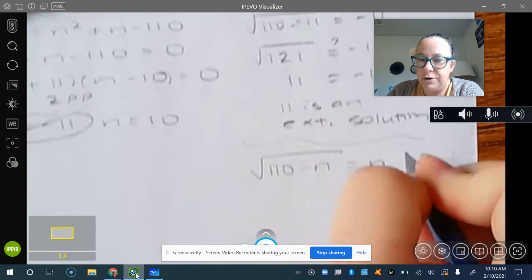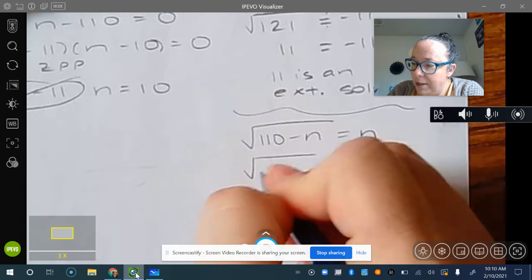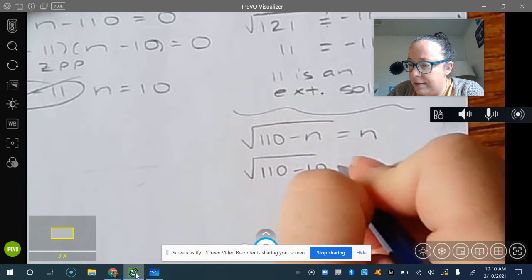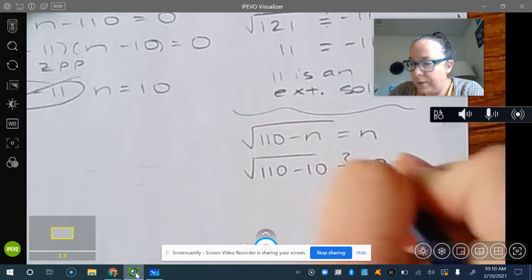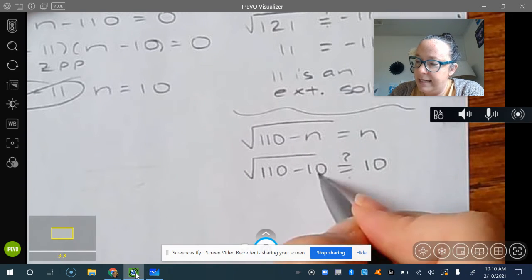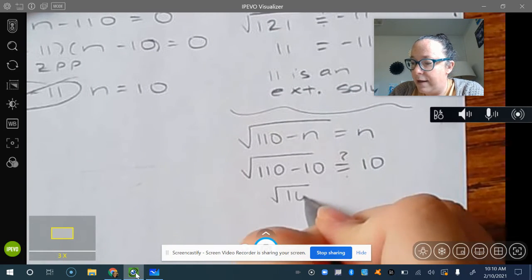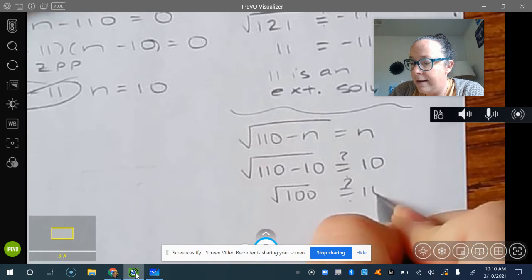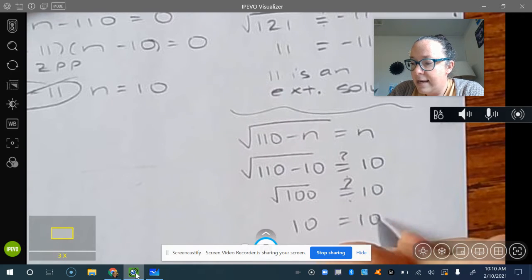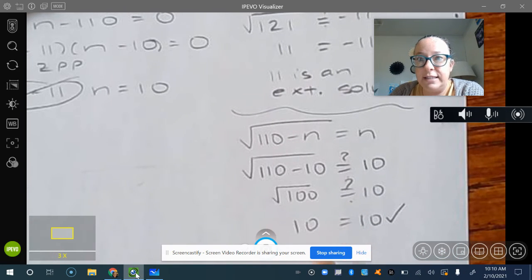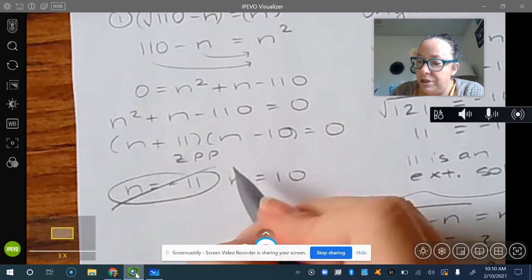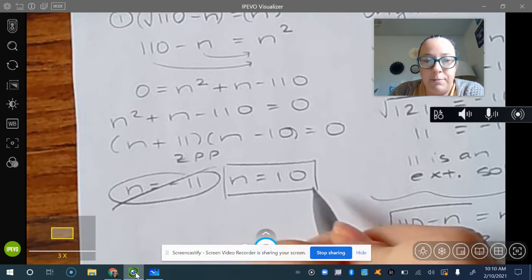So here's the original. I'm plugging 10 in to see if it works. So question mark here. 110 minus 10 is 100. Square root of 100. Does that equal 10? And we all know it does. So this one is not an extraneous solution, meaning it works. So the answer to this example is 10.